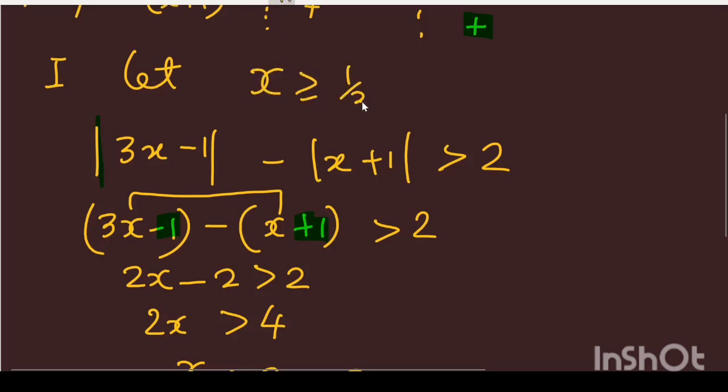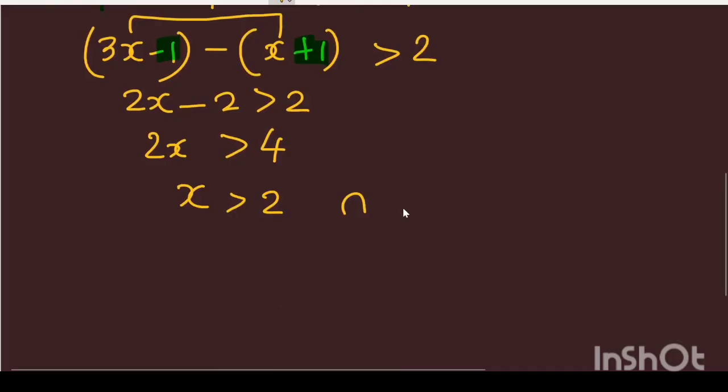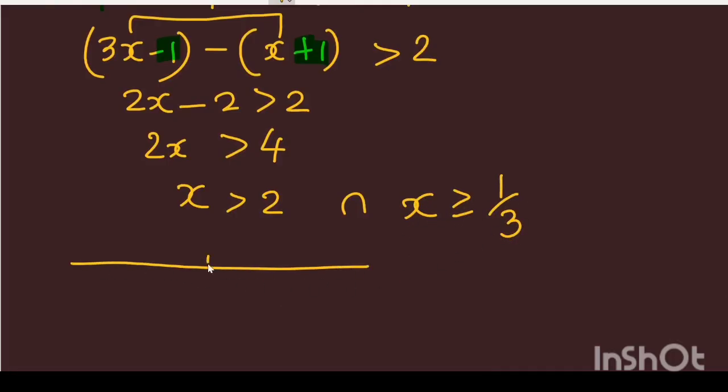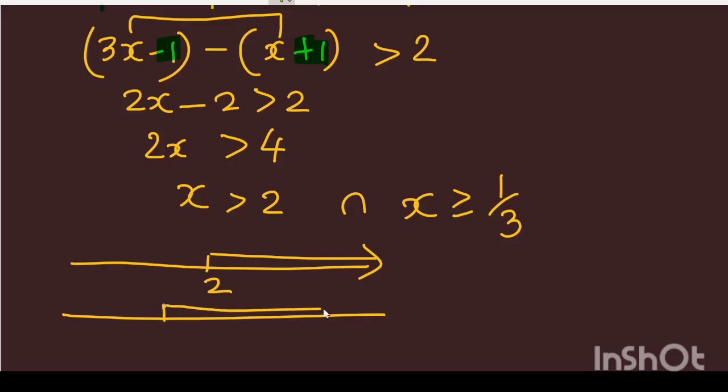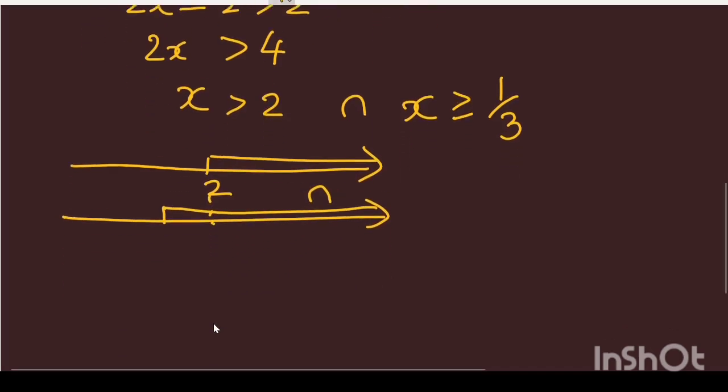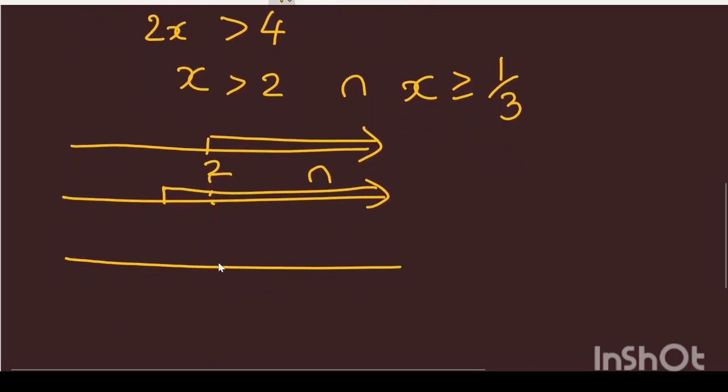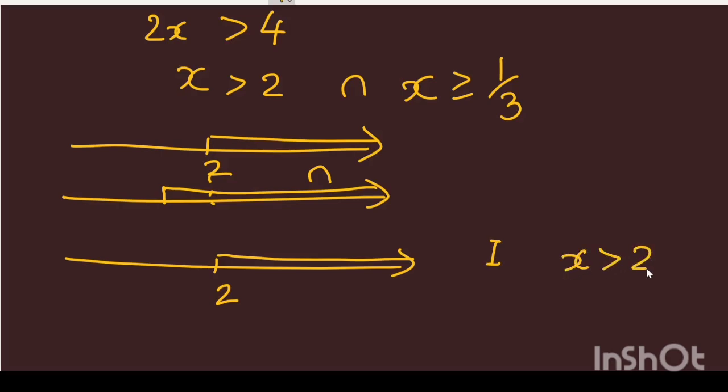x greater than or equal to 1 by 3, this is what we assumed. So we will take intersection. So x greater than 2 is this, x greater than 1 by 3. 1 by 3, guys, is on the left side. It is this. So their intersection, as you can see, is x greater than 2 only. So this is the first case result: x greater than 2.